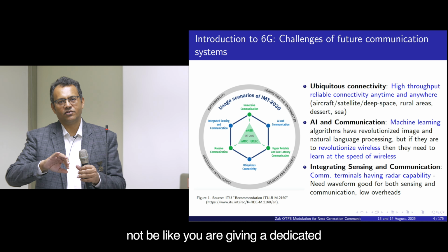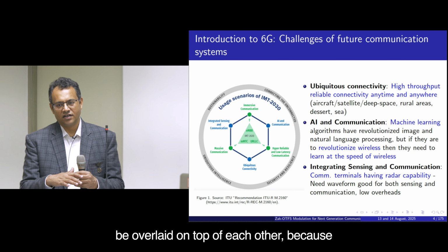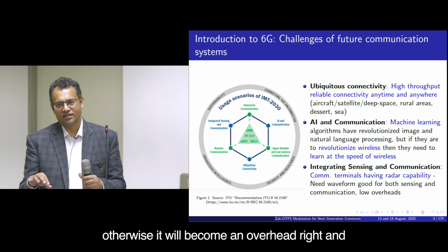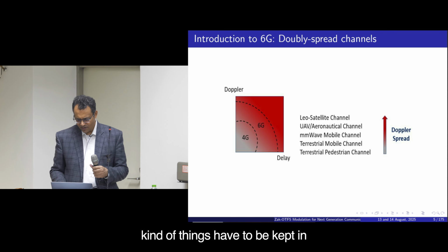It should not be like you are giving a dedicated part of your resource for sensing. It should be overlaid on top of each other, because otherwise it will become an overhead, right? And your actual data throughput will suffer. So those kind of things have to be kept in mind.